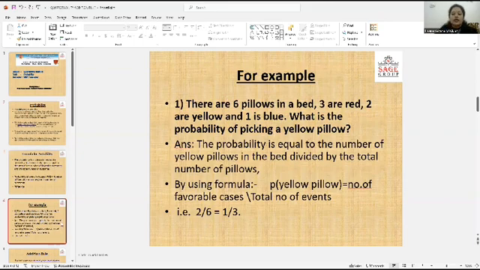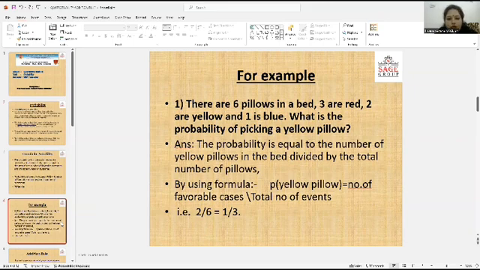So now we will look at an example. There are 6 pillows on a bed. 3 are red, 2 are yellow and 1 is blue. What is the probability of picking a yellow pillow? In this question, the total number of pillows is already given, and the colors are also given. 3 are red, 2 are yellow, and 1 is blue. That means 6 pillows are divided into 3 different colors. Then what is the probability of picking a yellow pillow?